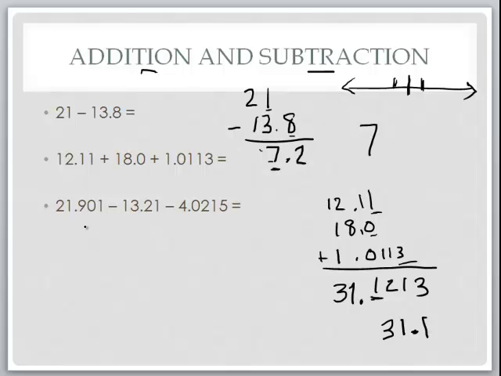Alright, up here, if we look at the third one, we've got the thousandths place, the hundredths place, and the 10,000ths place. So our answer is going to be rounded to the hundredths place. 21.901 minus 13.21 minus 4.0215. We get an answer of 4.6695. And again, we're going to round to the hundredths place. So we have to round that up, so we would have 4.67 as our answer.